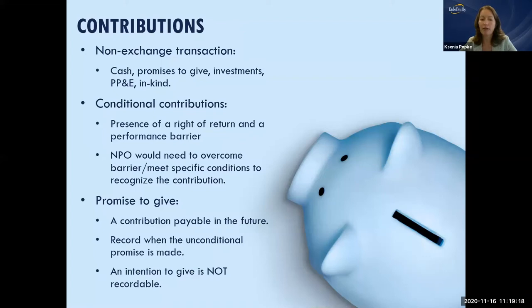And the difficulty here is that promises to give are to be recognized and recorded when the unconditional promise is made. So in the year that you receive that $1 million for your capital campaign, the entire revenue is recognized upfront. But the promise to give could be payable over 5 years. So it could create some challenges in comparability of your financial statements, because your financial statements for any single year could look a lot higher because of that multi-year promise to give that was received by your organization.